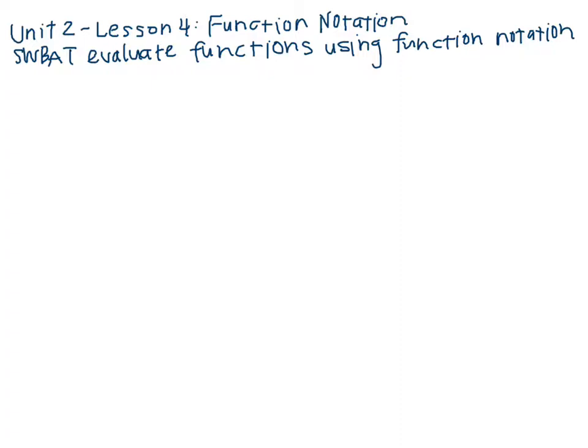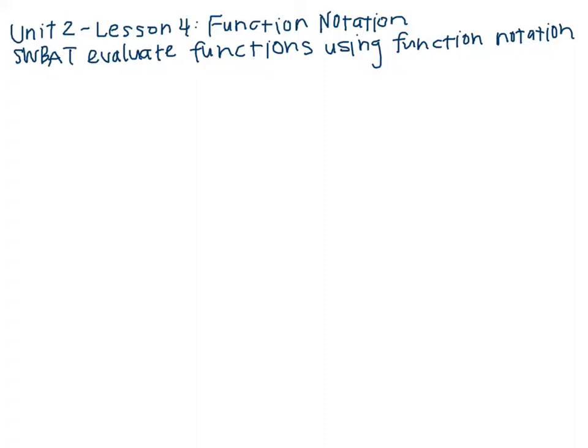This lesson is Unit 2, Lesson 4, Function Notation, and the objective is students will be able to evaluate functions using function notation. In our last lesson, we talked about what a function is, and a function is a relation that has only one y value for every x value. So x can only be paired with one y. And one way that we tested a function was by using the vertical line test.